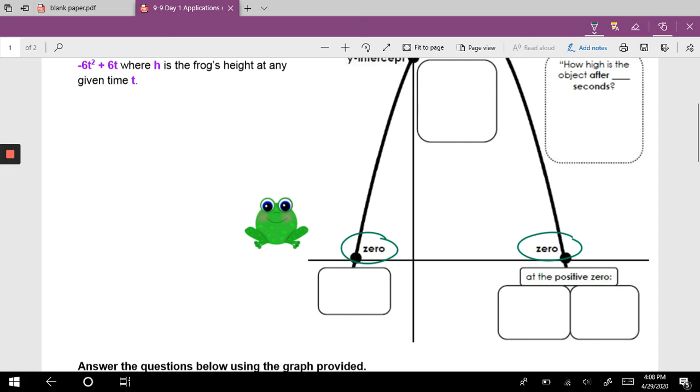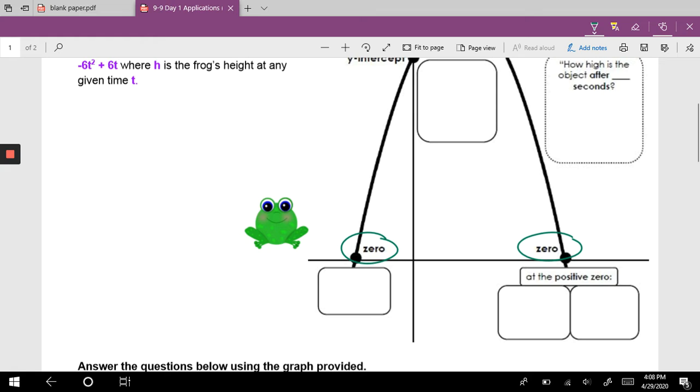So when you're finding the x-intercepts, you're going to be asked a question such as, when did the frog land back on the ground? As a frog hops, like here he would hop and he would go back on the ground. Granted, it's higher in this picture, but that's the general idea. Or how long was the frog in the air? Because that's really the same type of question.